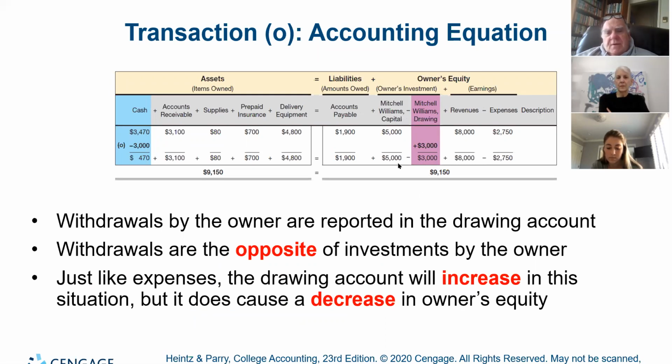What it means is capital normally has what's called a credit balance, meaning that capital is increased by putting the entry on the credit side. This is the opposite. So withdrawals by the owner are put in that specific account. They're the opposite of investments. And just like an expense, it will decrease the equity, but it doesn't have anything to do with the profitability of the company.